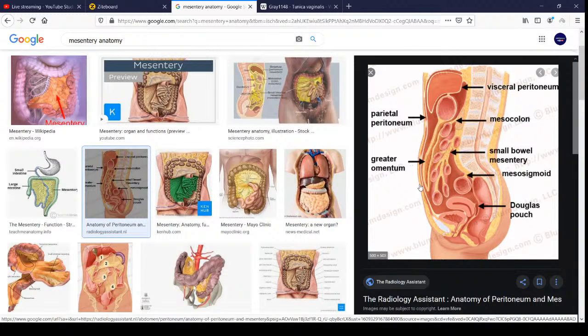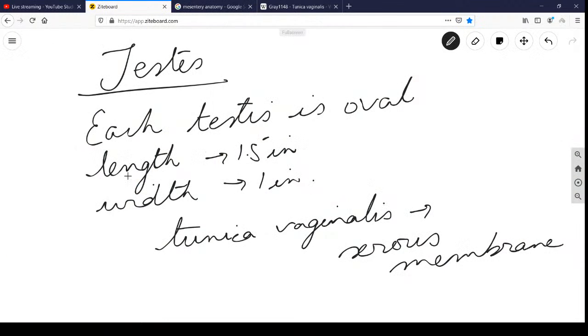Some organs are retroperitoneal, some are intraperitoneal. If an organ is completely enclosed by the peritoneal cavity, it is known as intraperitoneal. But the kidney and others are present here, so they are covered by only one layer of the visceral peritoneum. The other side is exposed. So the kidney is a retroperitoneal organ. That is also a NEET question. Okay, so coming back to our discussion.